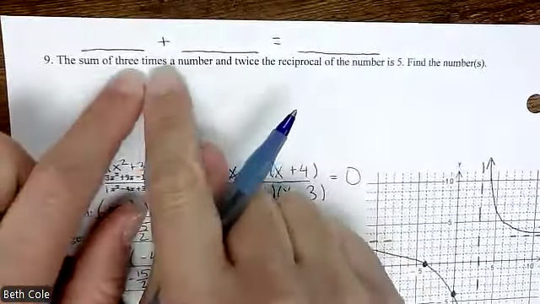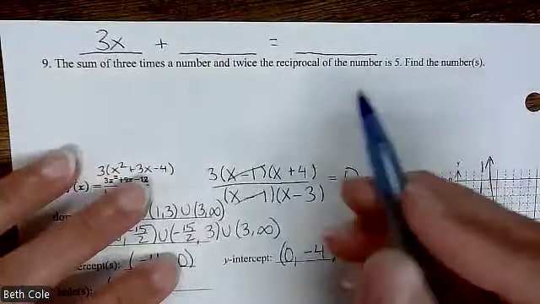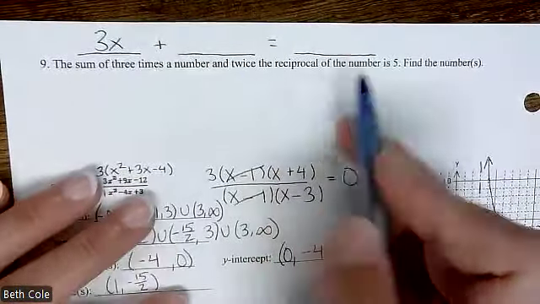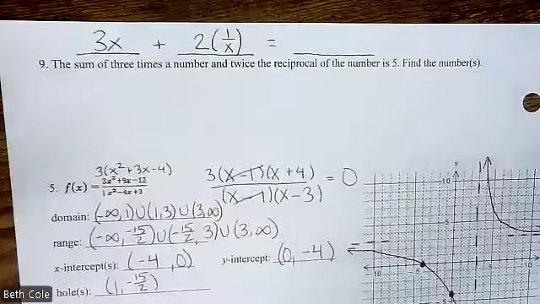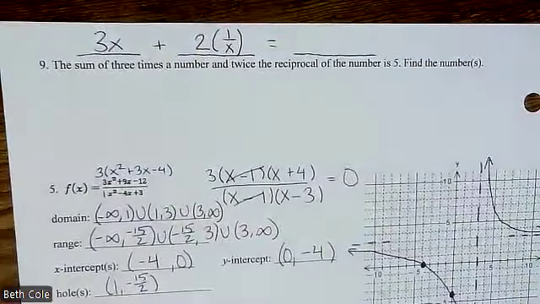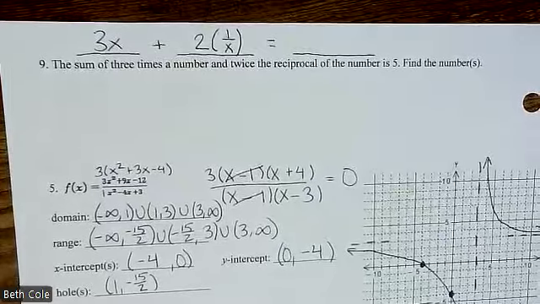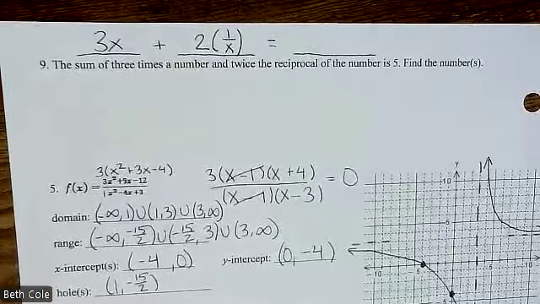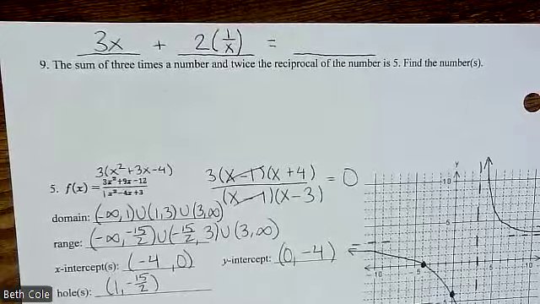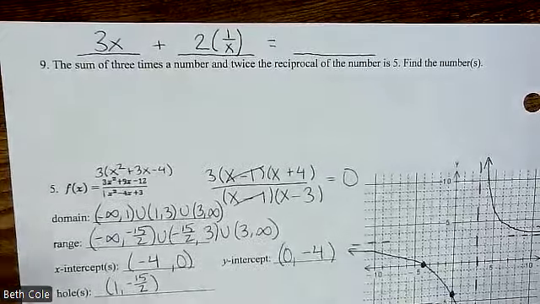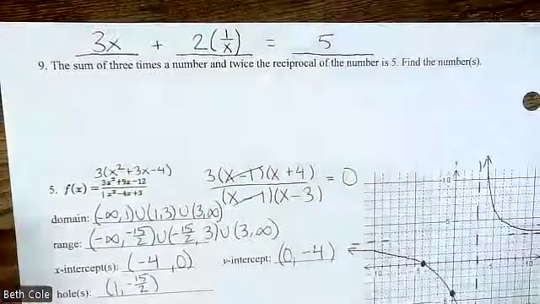All right, 3 times a number, how would you do that? 3x. Twice the reciprocal. That is 2 times the reciprocal, or just 2 over x is fine as well. But the reciprocal, I like to write it that way because the reciprocal of 4 is 1/4. The reciprocal of 5 is 1/5. The reciprocal of x is 1/x. All right, equals 5.